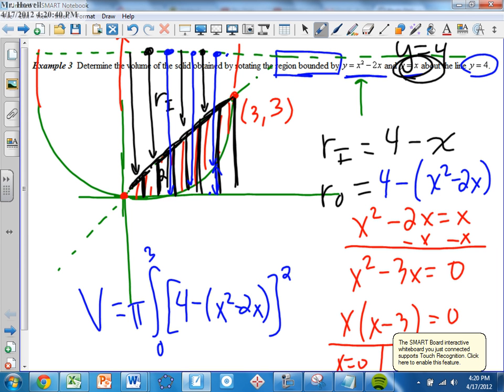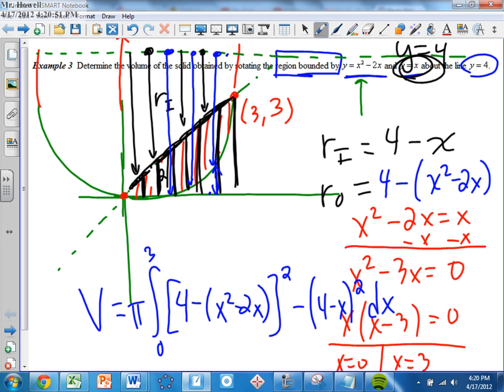So it's the outer radius squared minus the inner radius squared. The inner radius happened to be 4 minus x, dx. Okay, it's a lot of work to do. This is not an easy topic. That's why I'm trying to keep emphasizing this. It's worth a lot of points on the test, so it is worthwhile to go through.